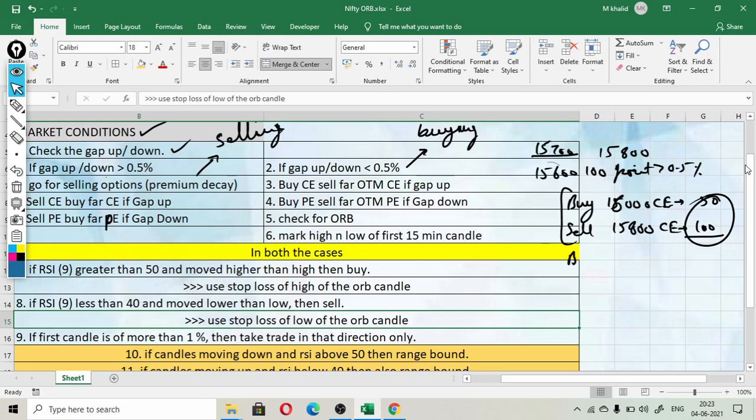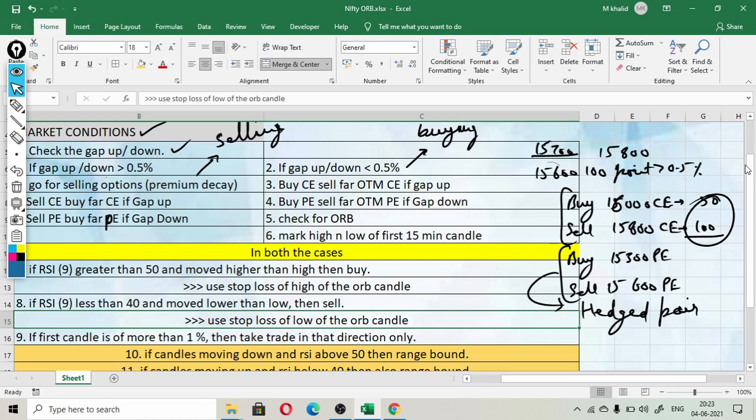You can do one thing: you can buy the 15,400 or 300 put, and then you can sell the 15,000 15,600 put, like this. So this is a hedged pair. In this kind of trading, you have limited your profit and loss also.